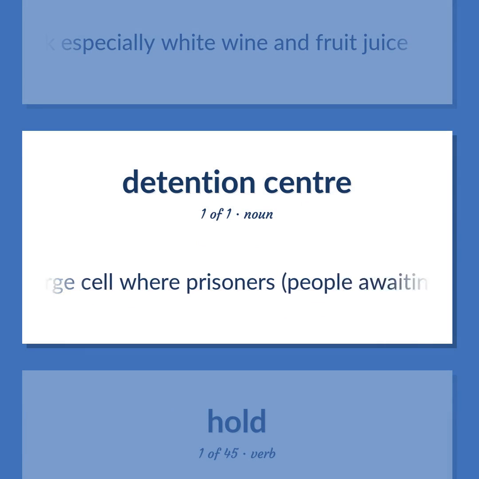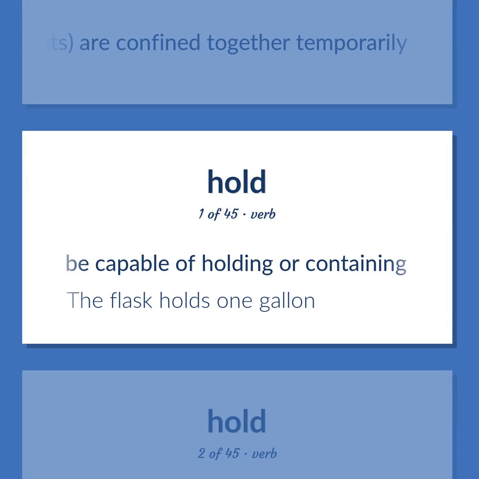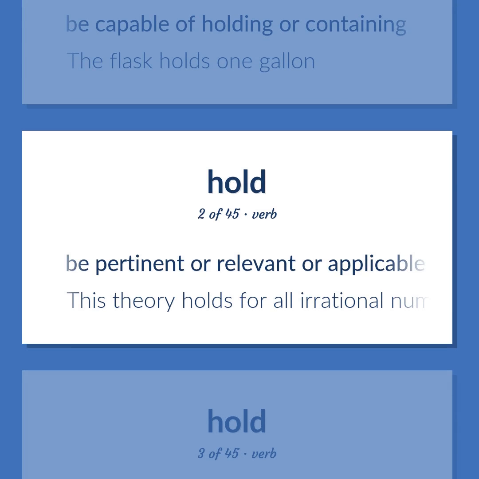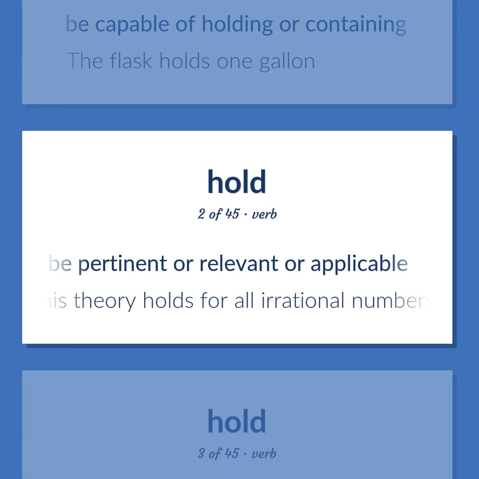A large cell where prisoners, people awaiting trial or sentence or refugees or illegal immigrants, are confined together temporarily. Be capable of holding or containing. The flask holds 1 gallon. Be pertinent or relevant or applicable. This theory holds for all irrational numbers.